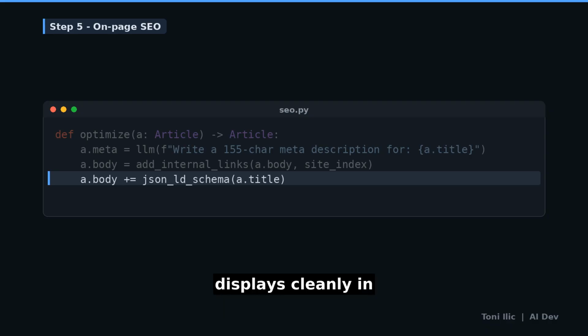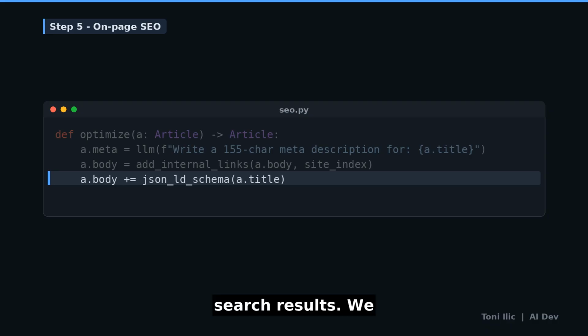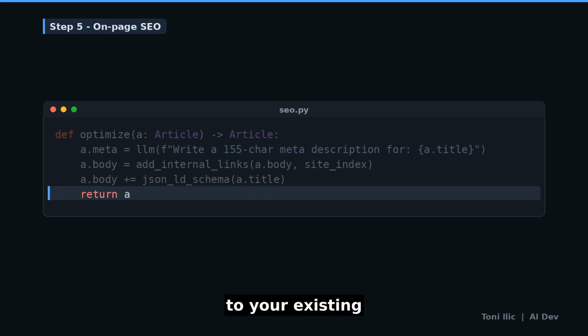We weave internal links to your existing pages, which helps search engines understand how your site fits together and spreads ranking strength around. And we append JSON-LD structured data, so your pages become eligible for rich results like star ratings and FAQs. Each touch is small and mechanical, but across hundreds of articles they compound into a real structural advantage.